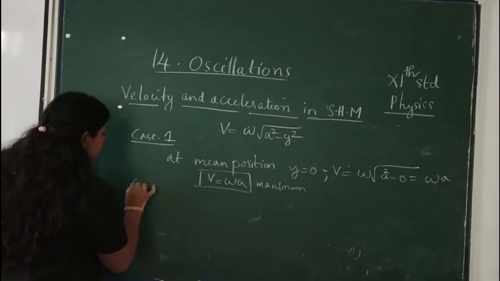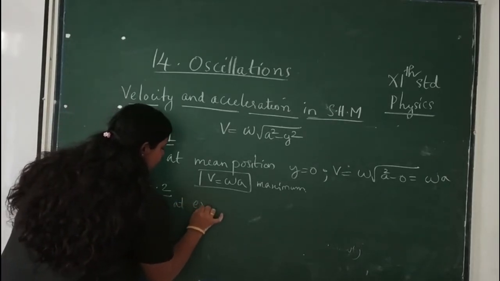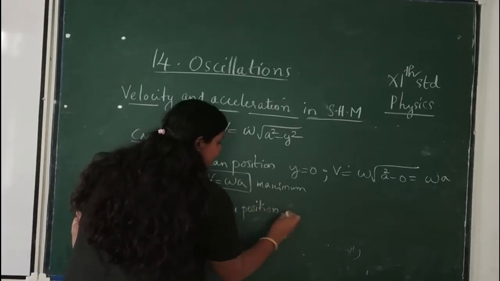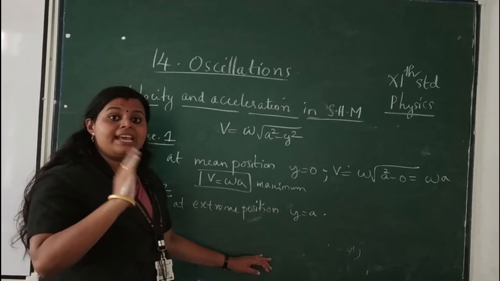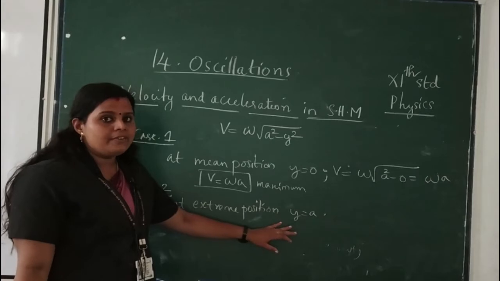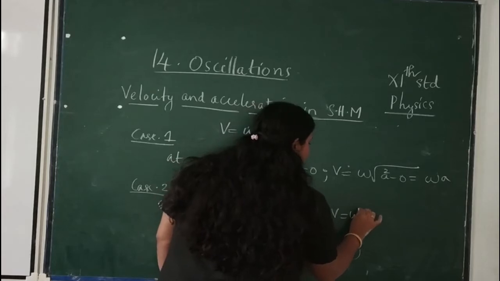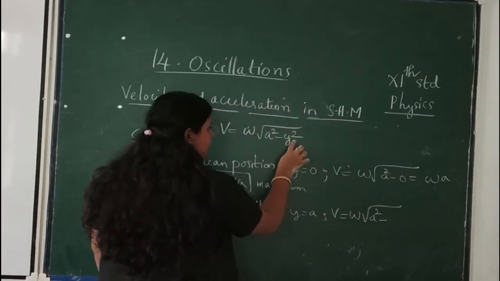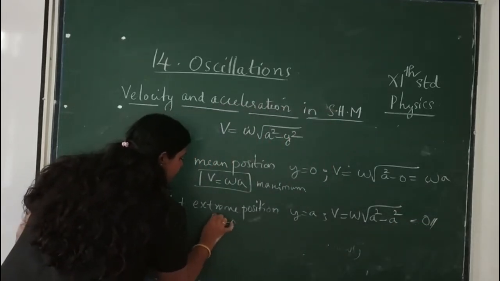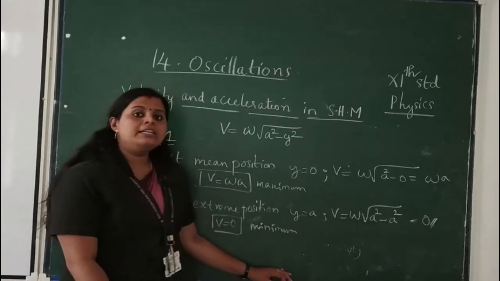Now the second case, suppose the particle is at the extreme position. Let's consider the particle at the extreme position. At the extreme position, what is the peculiarity? In this case the displacement will be maximum. The end points of the oscillation are what we mean by extreme positions. So what is the peculiarity there? y equal to a. Then what will the velocity be? v equal to omega into root of a square minus y square, and when y equals a, y square becomes a square. So v equal to 0. So velocity is 0 at the extreme position, that is the velocity is minimum at the extreme position. So hope you understood these two cases.